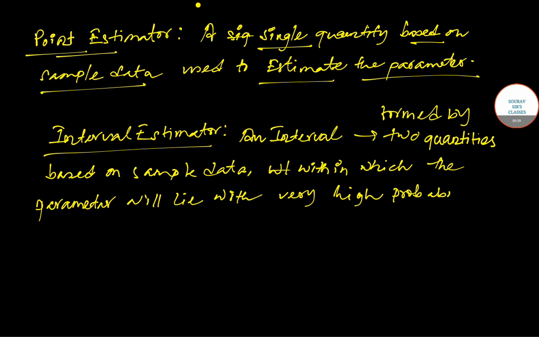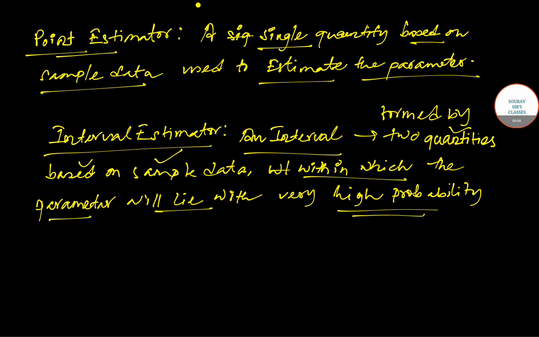probability. So it basically provides an interval by two quantities based on the sample data within which the parameter will lie with very high probability. So the chances of the parameter lying within that interval are very high. So this is what we mean by interval estimation.